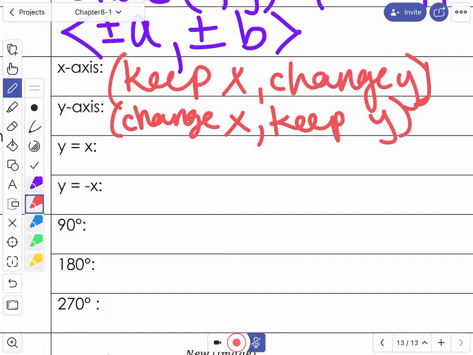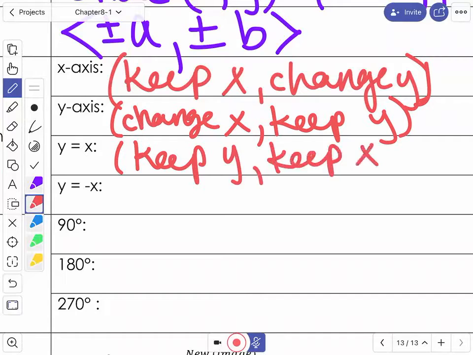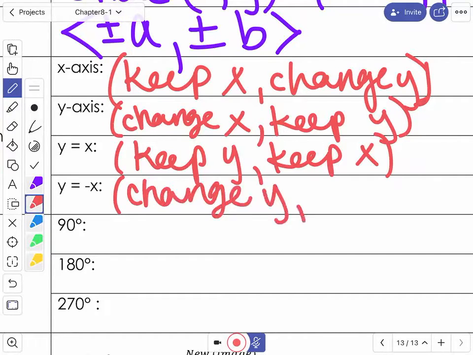Y equals x said to keep the y, but move it to the front. Keep the x, move it to the end. So they essentially switch places. Y equals negative x said change the sign of y, move that number to the front. Change the sign of x, move that number to the end. So switch their places and change signs.